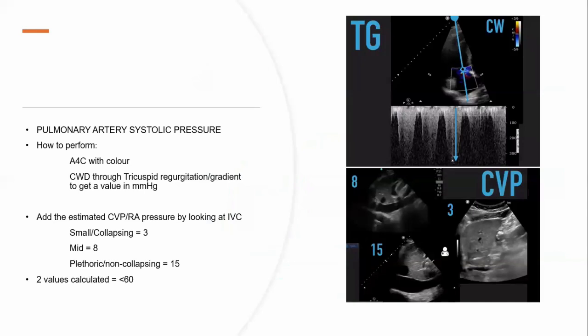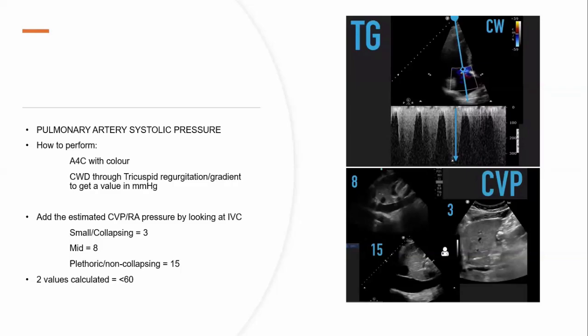For the pulmonary artery systolic pressure, you do your apical 4-chamber with color, and you put a continuous wave Doppler through your tricuspid regurgitation, and you get a value in millimeters of mercury. Then you look at your IVC, and this is a guesstimate. If it's small, it's a 3. If it's mid, so it's variable but not too much, not too little, just in the middle, 8. And a non-collapsing IVC would give you 15. You combine these two values, and it's positive if it's less than 60.